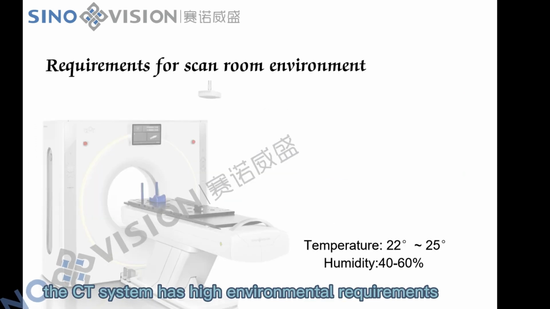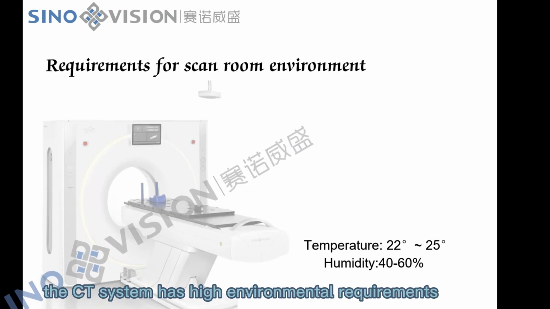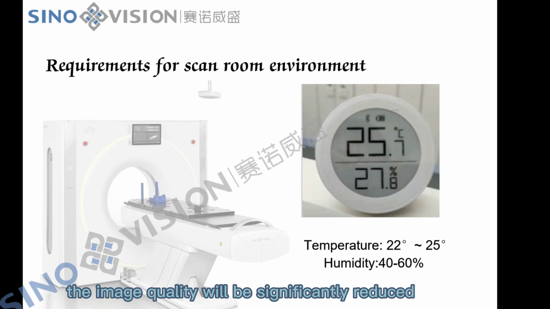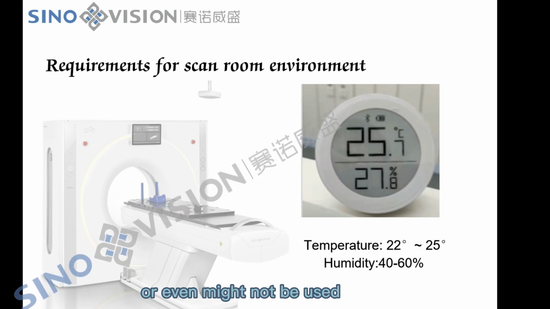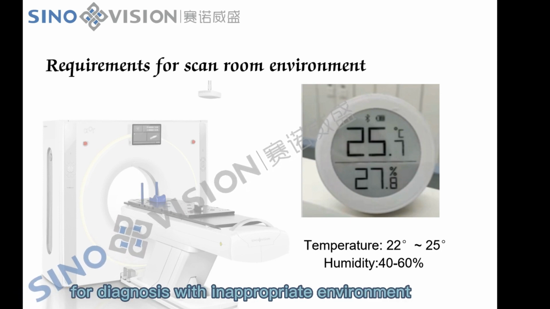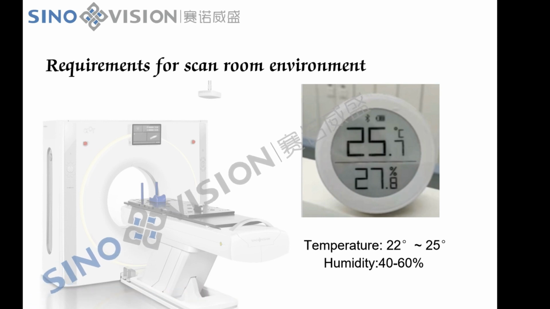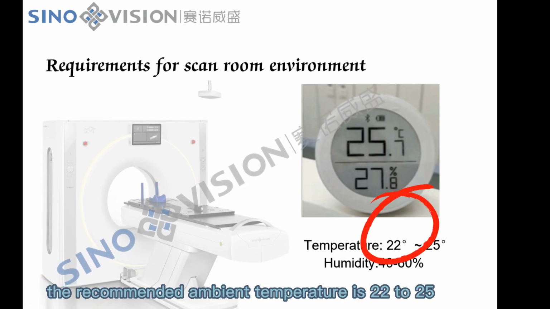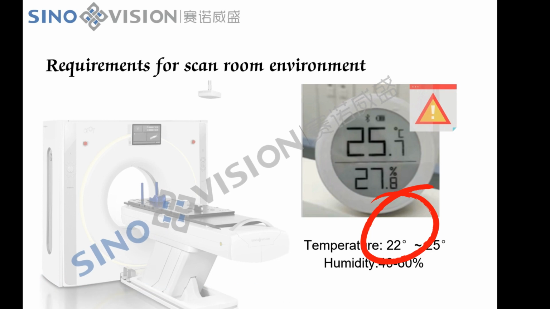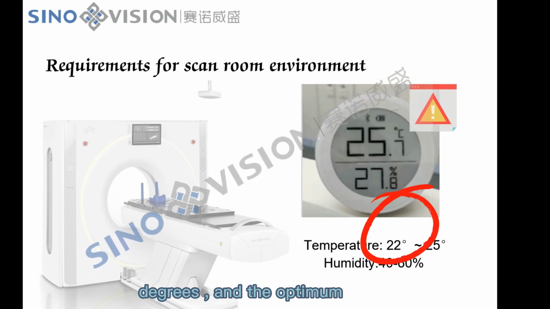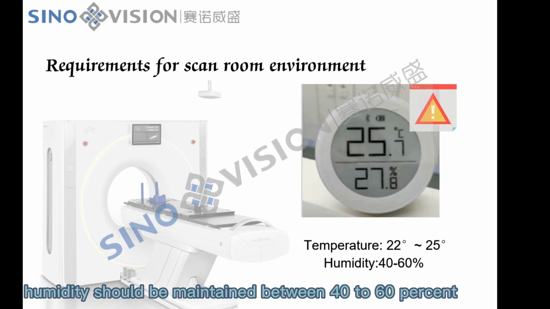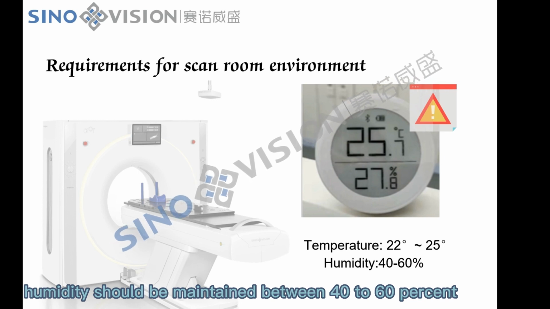The CT system has high environmental requirements. The image quality will be significantly reduced or even might not be used for diagnosis with inappropriate environment. The recommended ambient temperature is 22 to 25 degrees centigrade and the optimum humidity should be maintained between 40 to 60%.